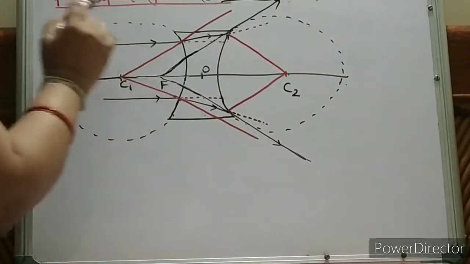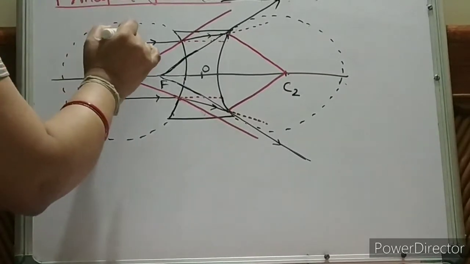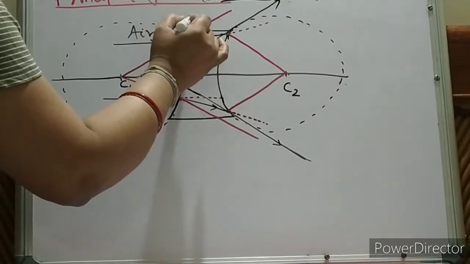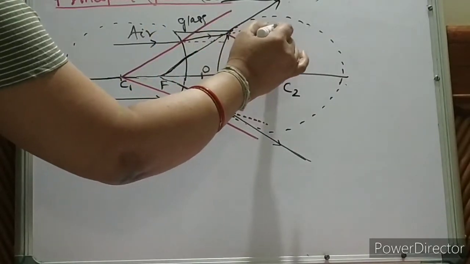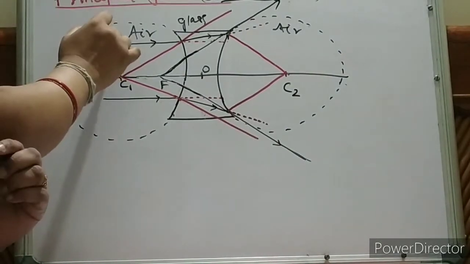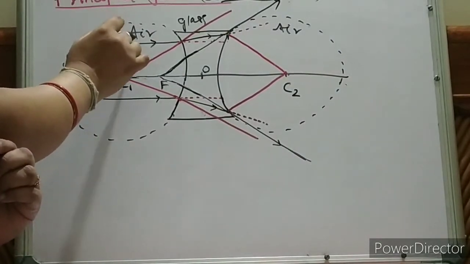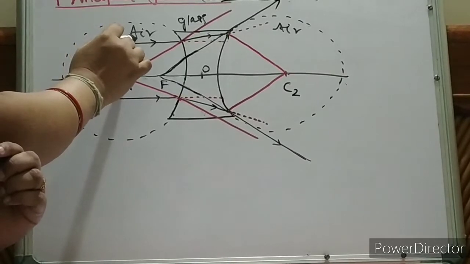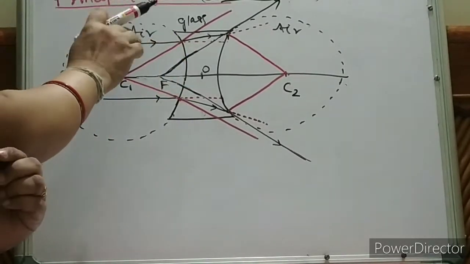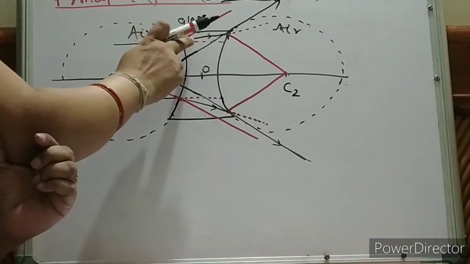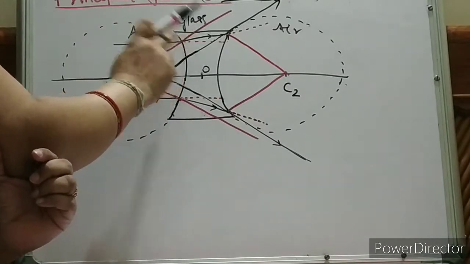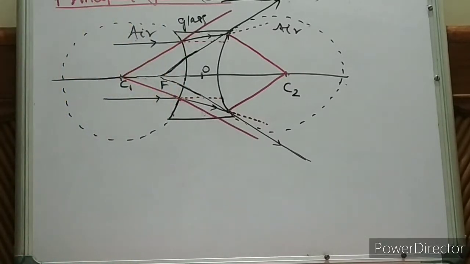Now this is your medium air and the lens is of glass medium, and again this is your air children. Clear? The incident ray of light is going from medium air to glass medium. That means it is going from rarer medium to denser medium. When the ray of light goes from rarer to denser, it will bend towards the normal.